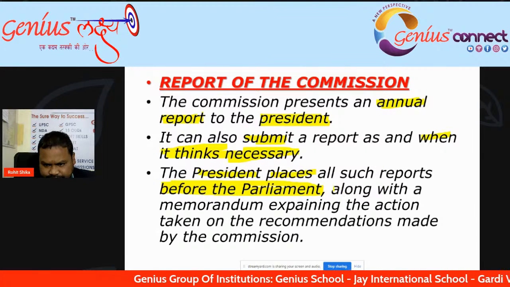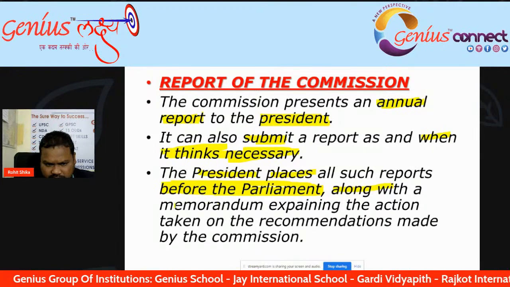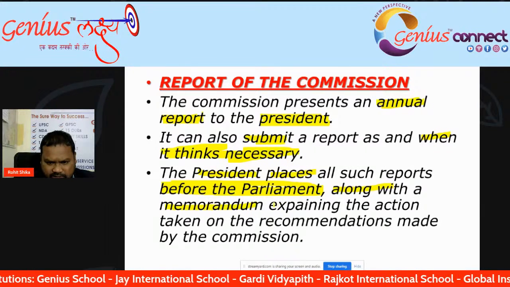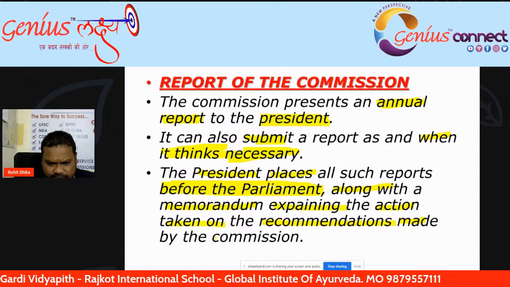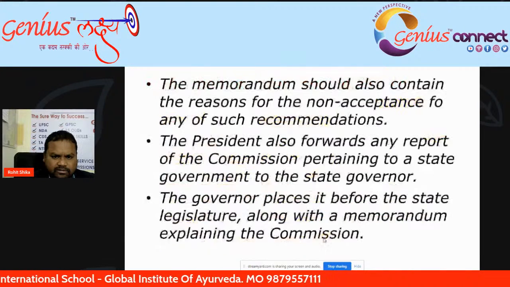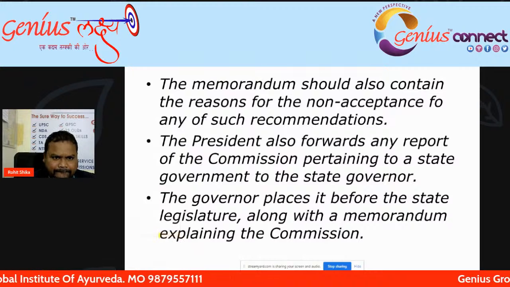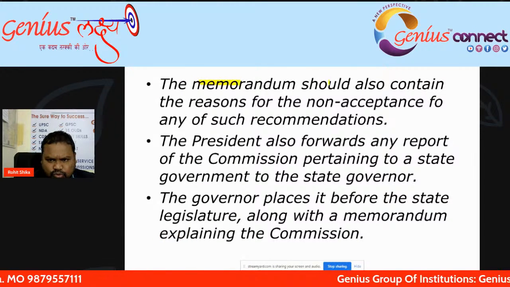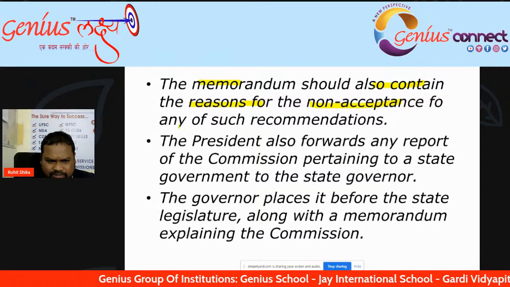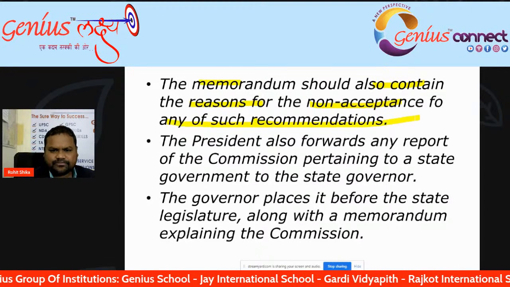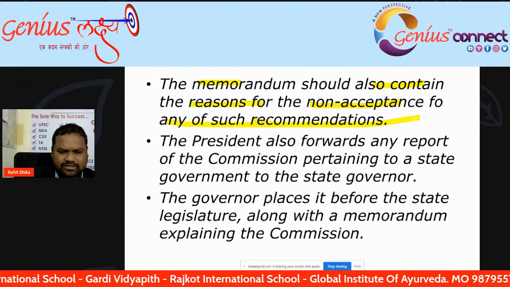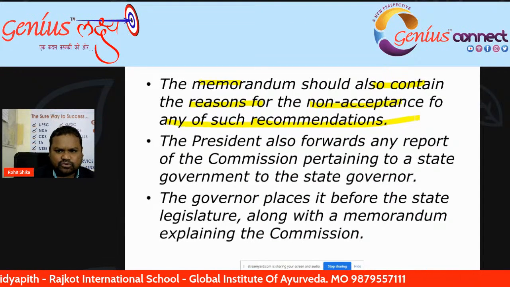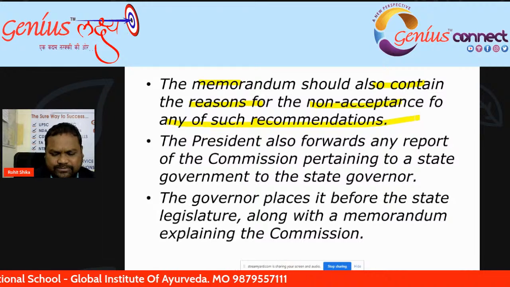Along with a memorandum explaining the action taken on the recommendations made by the commission. The memorandum should also contain the reasons for non-acceptance of any such recommendation. If recommendations have not been accepted, then the memorandum should also contain why it has not been accepted.